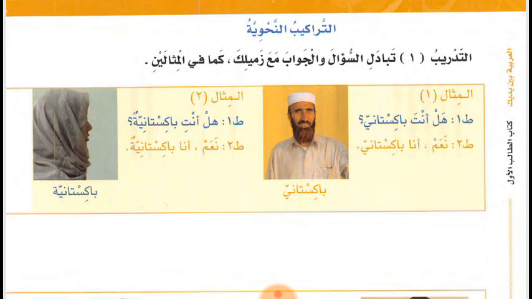In the first example, you will ask this man, hal anta Pakistani? Are you Pakistani? He will reply, na'am, ana Pakistani. Yes, I am Pakistani. The word Pakistani means Pakistani male only, okay? Then in the second picture, you will ask this woman, hal anti Pakistaniyya? Are you a Pakistani woman? She will answer, na'am, ana Pakistaniyya. Yes, I am a Pakistani woman. So the male is called Pakistani and the female is called Pakistaniyya. Okay. Right. Now ask this Turkish man.